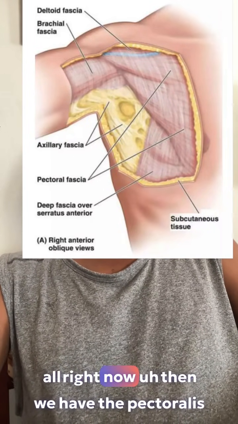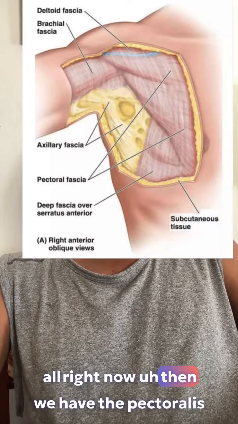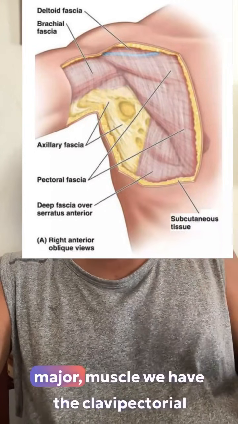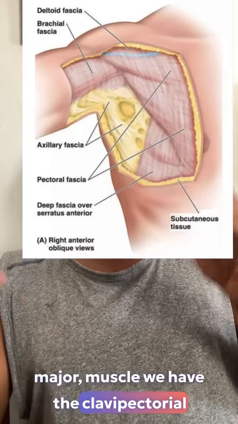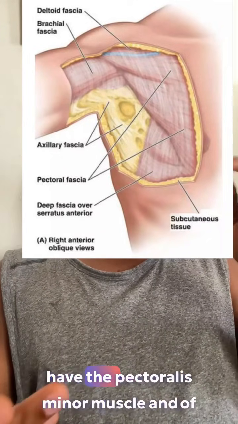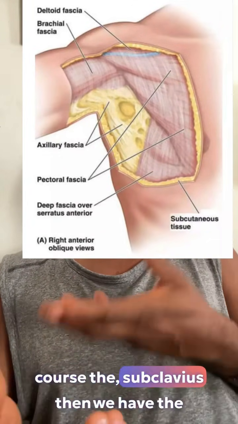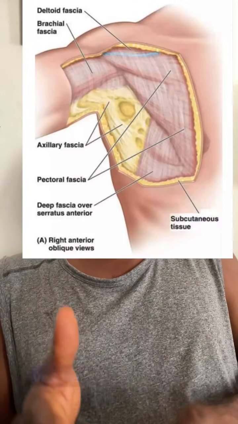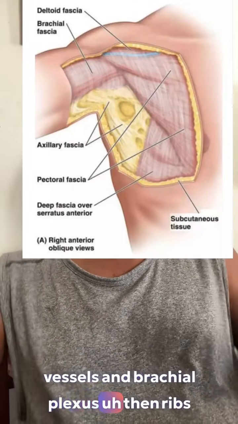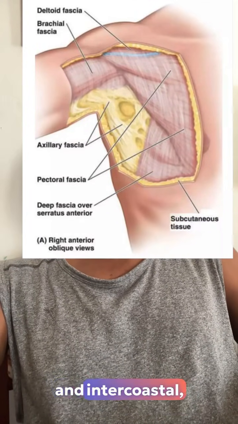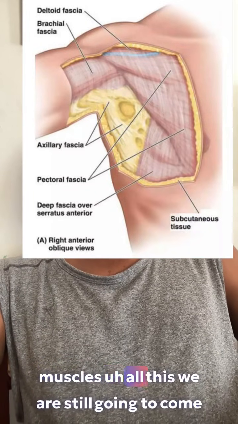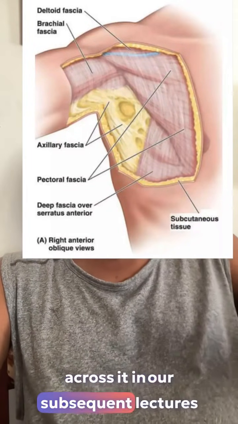Then we have the pectoralis major muscle, the clavipectoral fascia, the pectoralis minor muscle, and the subclavius. Then we have the axillary vessels and brachial plexus, then ribs and intercostal muscles. All this we are still going to come across in our subsequent lectures.